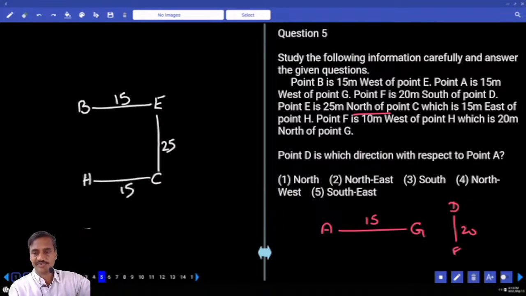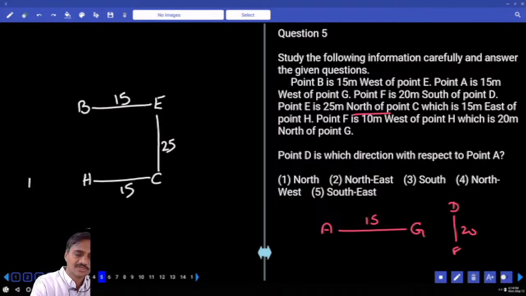Now B is 15 meters to the west of E. And A is 15 meters to the west of G. And next one, F is 20 meters to the south of D. E is 25 meters to the north of C. And C, which is 15 meters to the east of H. F is 10 meters to the west of H. F is here. Now the distance is 10 meters.